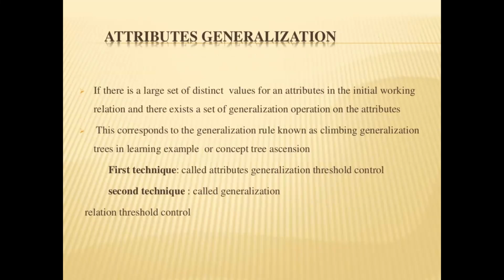Attribute generalization: if there is a large set of distinct values for an attribute in the initial working relation, and there exists a set of generalization operators on the attribute, this corresponds to the generalization rule known as climbing generalization trees, or concept tree ascension. The first technique is called attribute generalization threshold control. The second technique is called generalization relation threshold control.